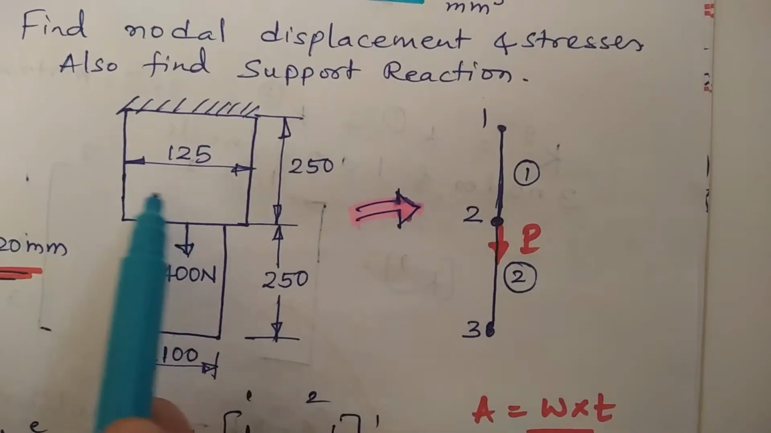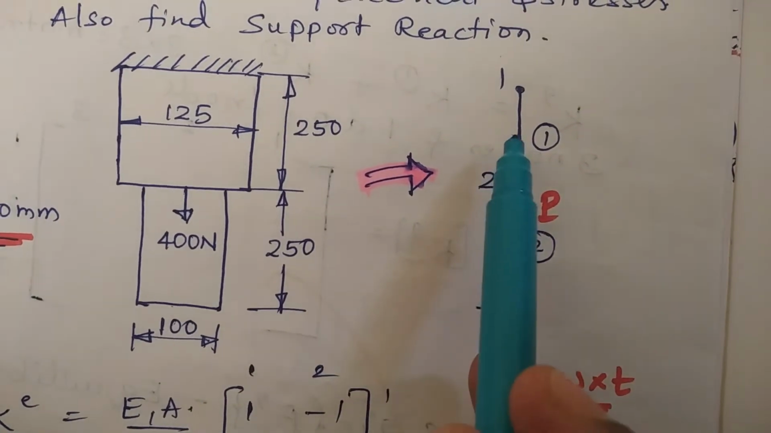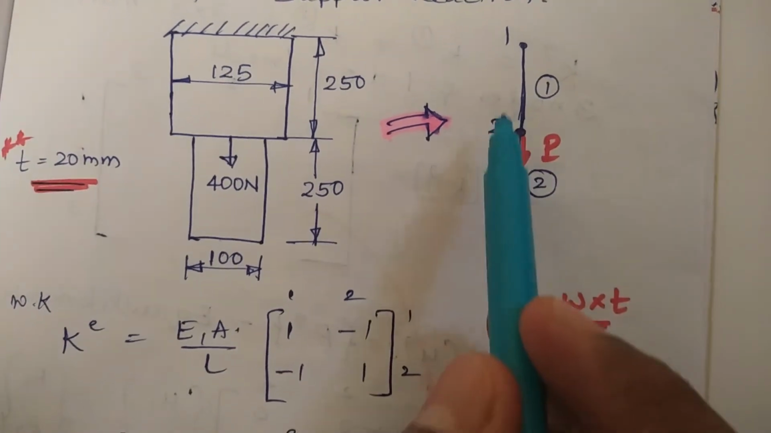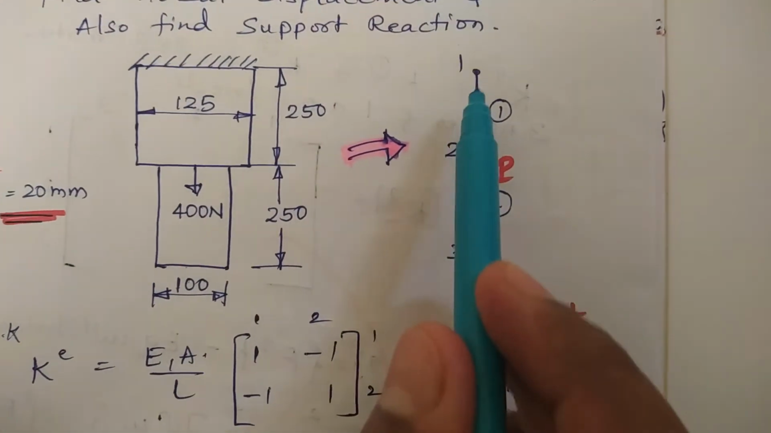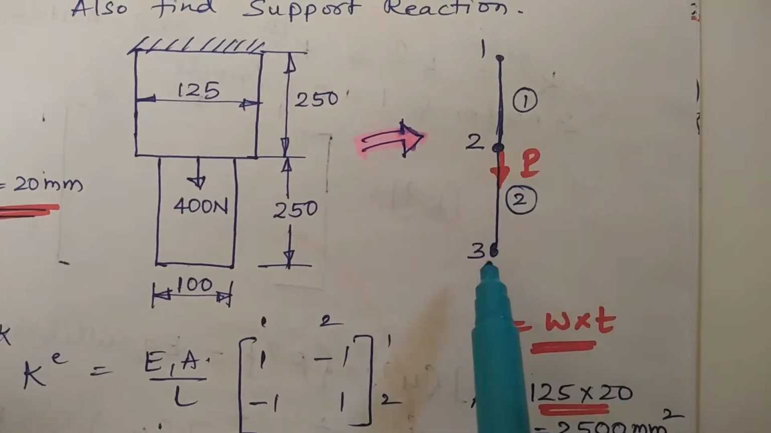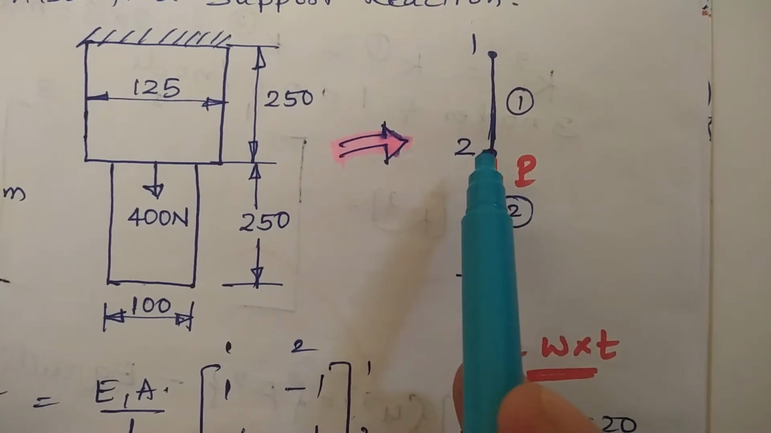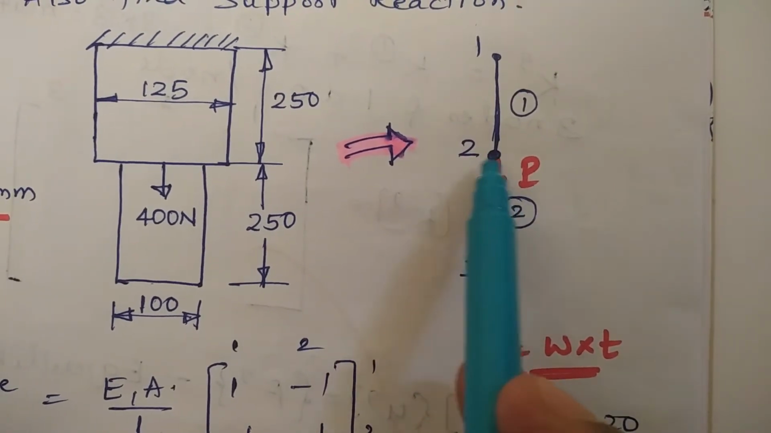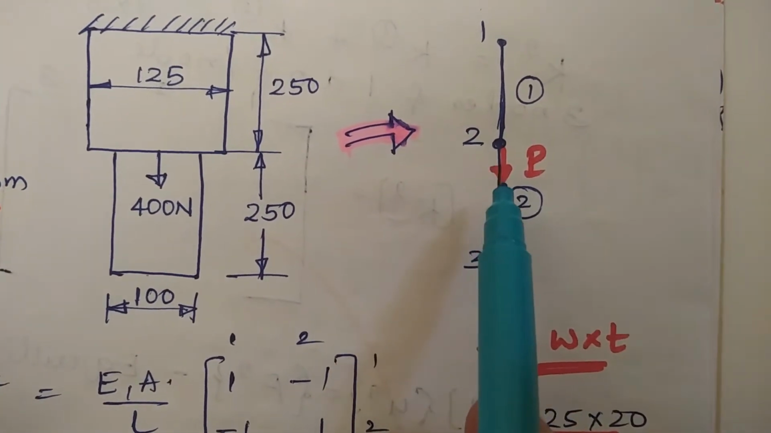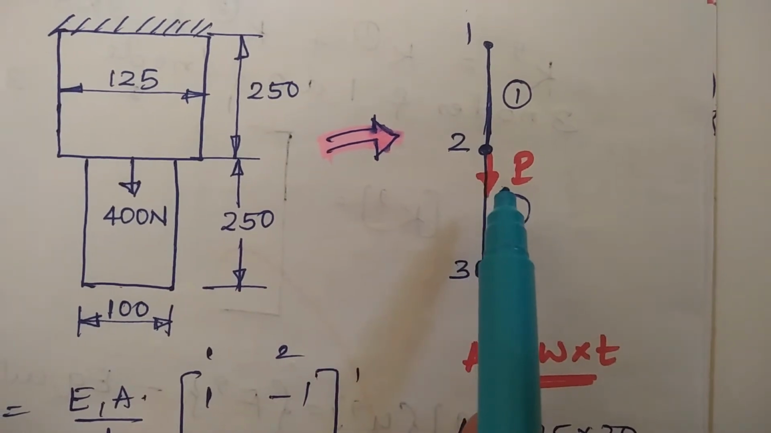So what is the first step? You need to discretize into two bar elements, since the problem pertains to a 1D bar. So we'll be discretizing into two elements, with 1, 2, 3 as the nodes. Node 1 is at the fixed end, node 3 is at the free end, and node 2 is in between, at the juncture of portion 1 and portion 2 where there is a discontinuity. These are all points of interest.